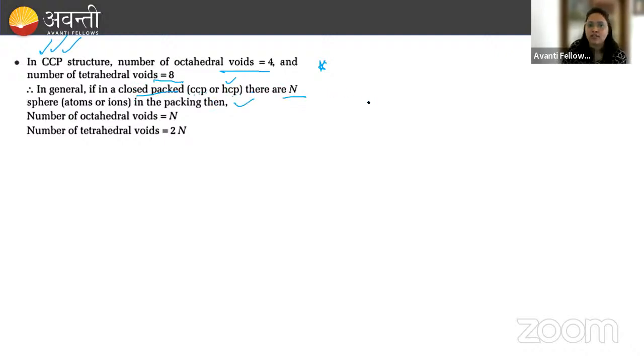Okay, in general for CCP and HCP, suppose there are n number of spheres, atoms, or ions present in the given packing system. Then the number of octahedral voids is n, and the number of tetrahedral voids is 2n. Right? Number of octahedral voids are n and number of tetrahedral voids are 2n.